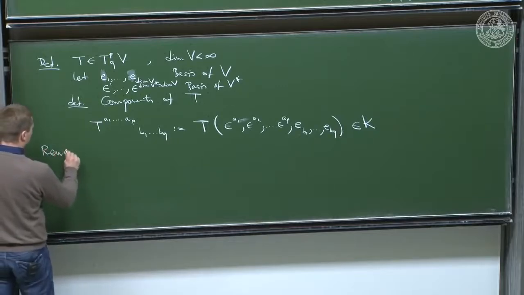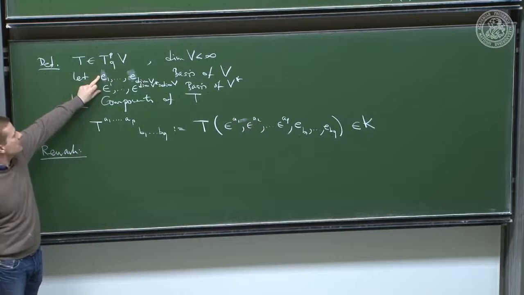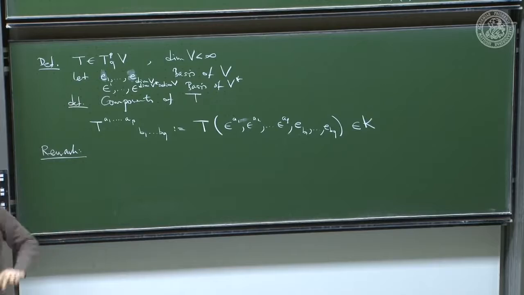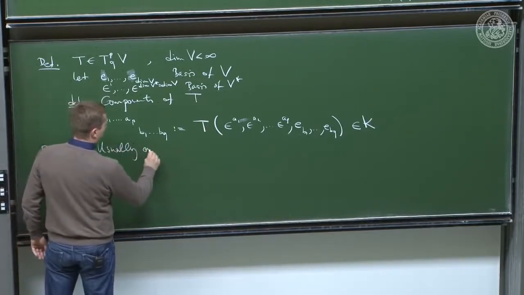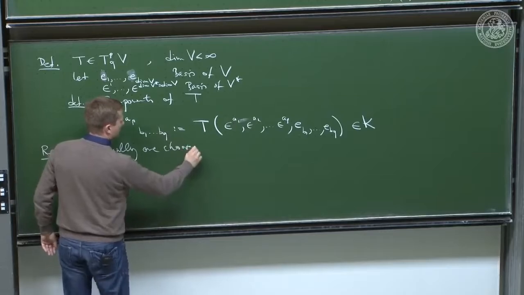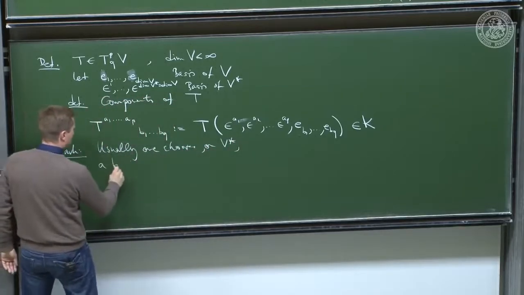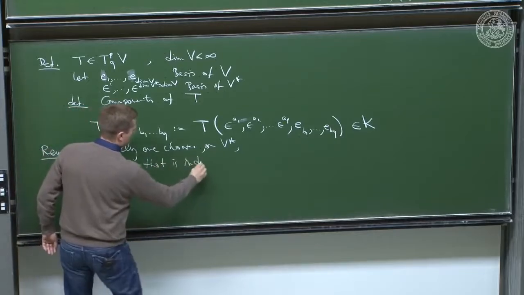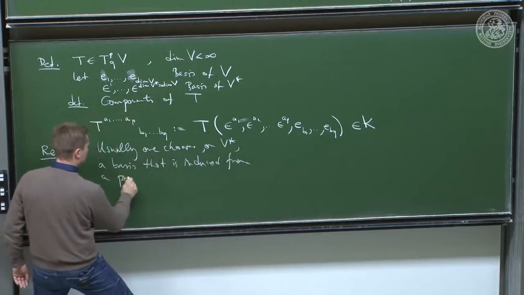However, remark, usually one does not choose independent bases on V and V star. You can do this. These are two vector spaces. You can choose a basis here. You can choose another basis there. But usually one chooses on V star a basis that is induced from a previous choice of basis on V.